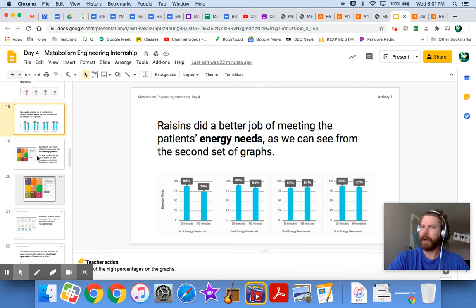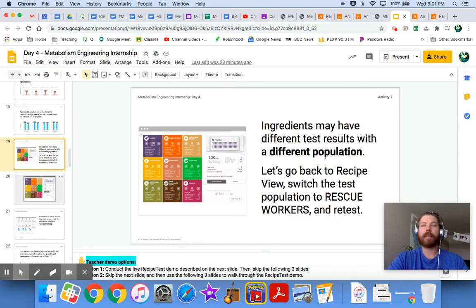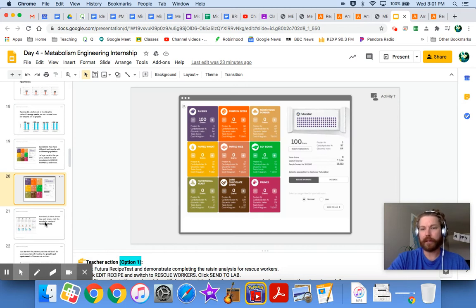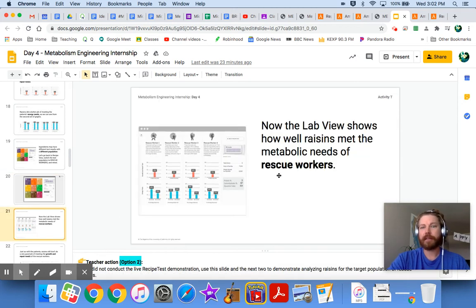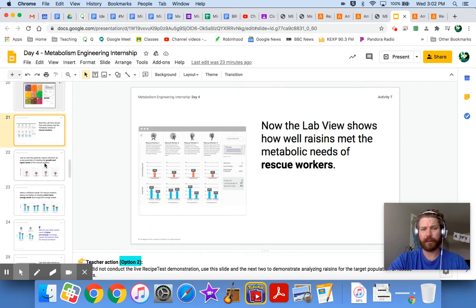Which begs the question, how come the patient's energy needs are different than the rescue workers' needs? Oh yeah, we talked about that. We looked at that the other day. So ingredients may have different test results with different populations. Let's go back and let's switch to rescue workers. Hey, we accidentally did that one first. So we did rescue workers first, and we saw that just like with the patients, they really didn't do much for growth and repair. And for the rescue workers, it wasn't as good at meeting their energy needs, short-term and long-term.